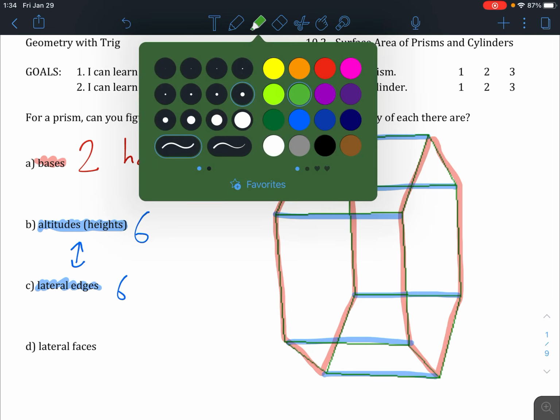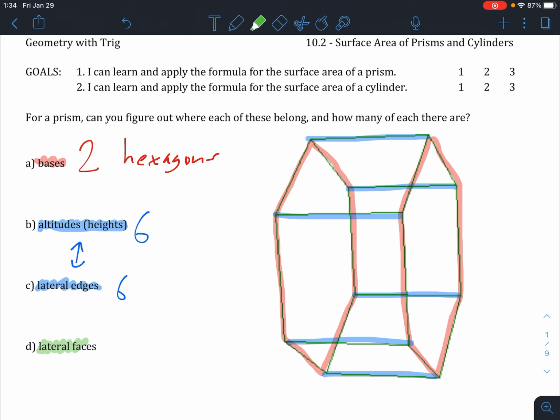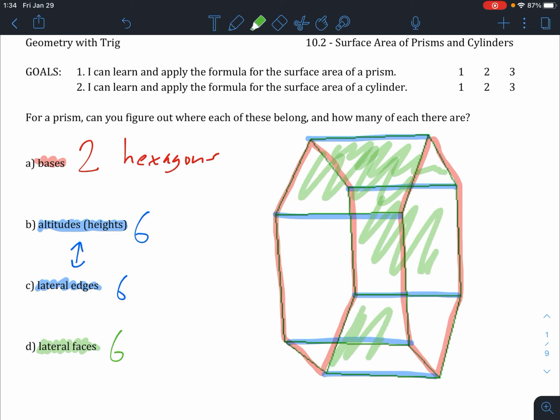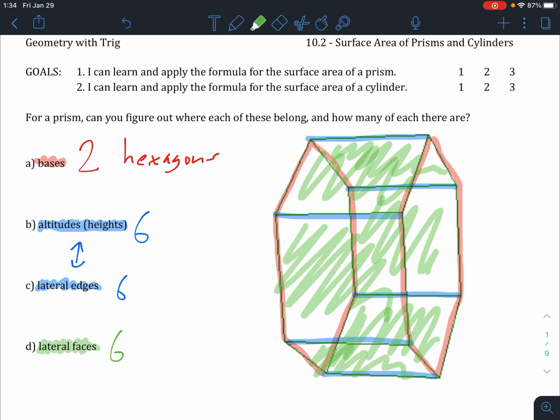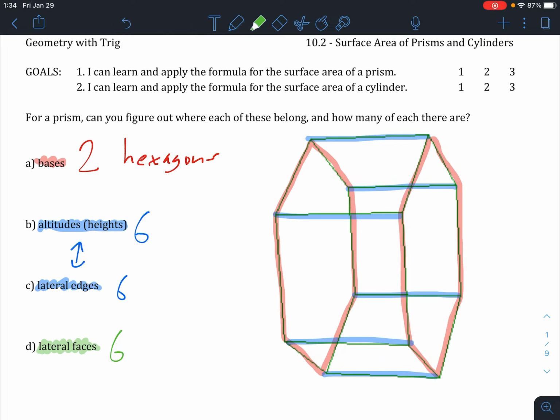Okay, and the last thing is lateral faces. That is also going to be 6, because this is a hexagonal prism. Hexagon meaning 6. So this one up here is 1, and then right here is another, that's 2. The one in the back is 3, the one kind of at the bottom here is 4, the other one in the bottom here is 5, and the one right in front of us here is 6. So if we just go around numbering those, 1, 2, 3, 4, 5, and 6. There are 6 lateral faces in this shape.